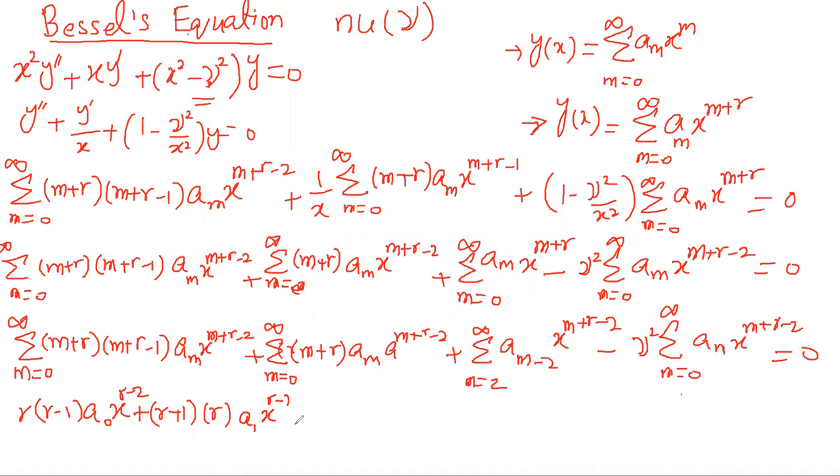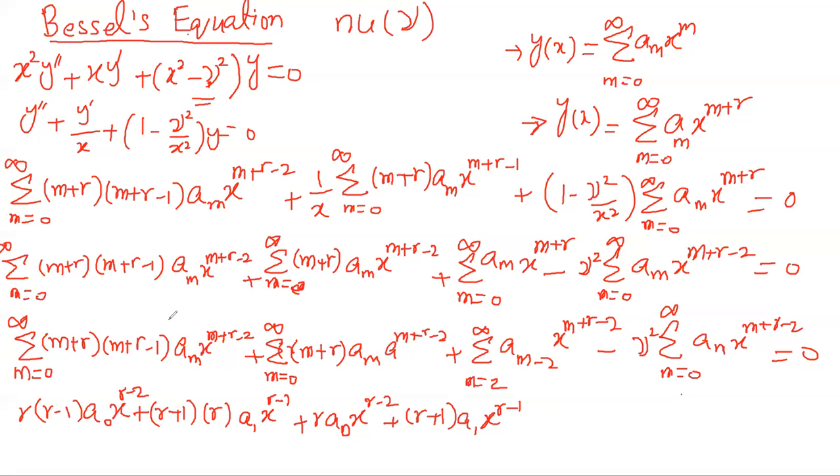And now for this, for m equal to 0, it will be r into a0, and then x power r minus 2. And then for m equal to 1, it will be r plus 1, and then a1, and then x power r minus 1. So it will be x power r minus 1 when I take m equal to 1.